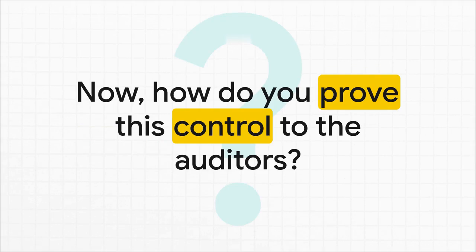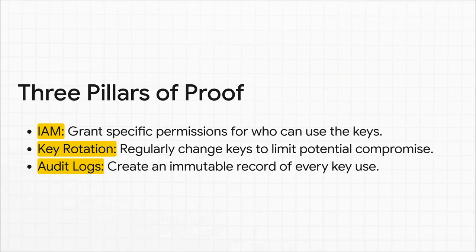Okay, so picking CMEK is one thing, but now comes the big question. How do you actually prove to the auditors that you're in control? It really boils down to 3 pillars of proof. First is IAM, or Identity and Access Management. This is where you get super specific about who is allowed to use the keys. Second, you have key rotation. You've got to be regularly changing those keys to limit the blast radius if one ever gets compromised. And third, audit logs. This creates a rock-solid, unchangeable record of every single time a key is used.